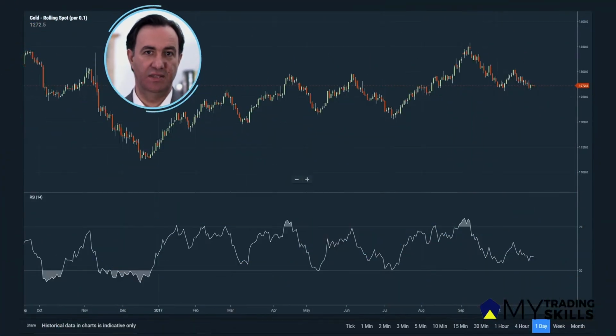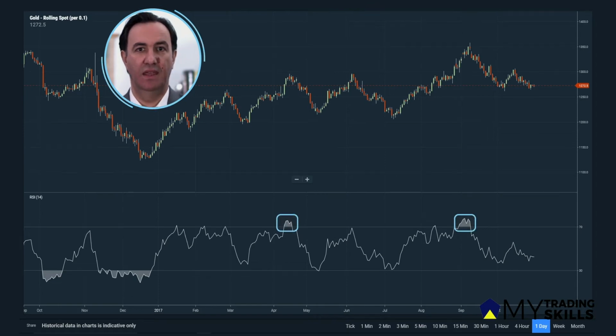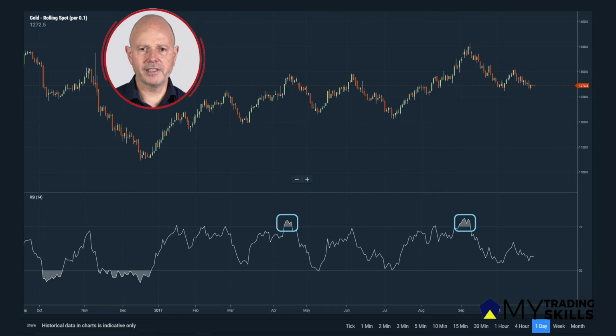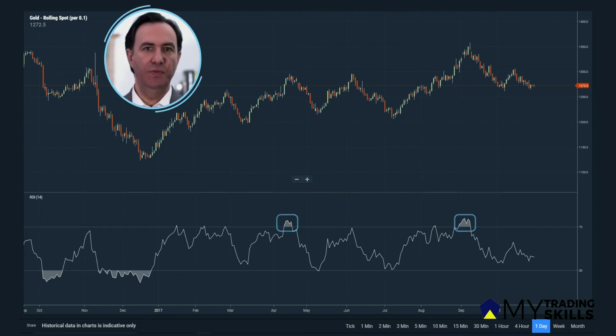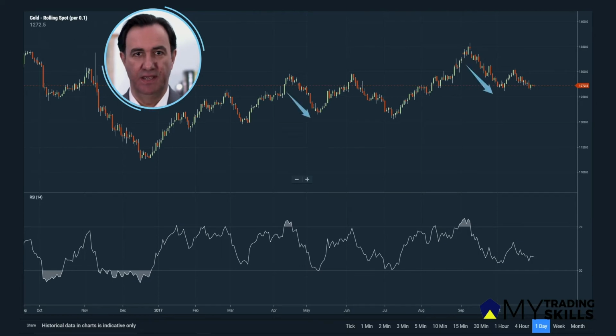Traditionally, and according to Wilder, RSI considers a market overbought when above 70 and oversold when it's below 30. Let's look at our chart of gold. We can see RSI enters the overbought zone here in April and again at the end of August. Yes, I can see that. So, both these overbought readings are followed by pullbacks in price. This is when momentum was too strong and gold became overbought.